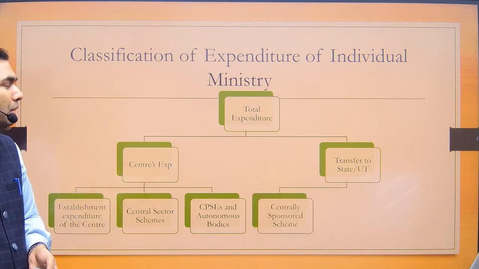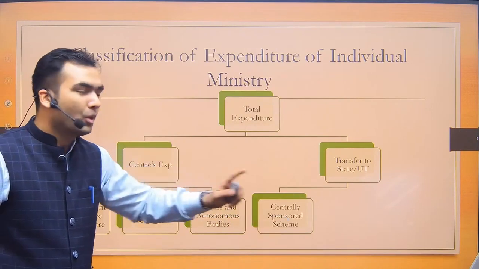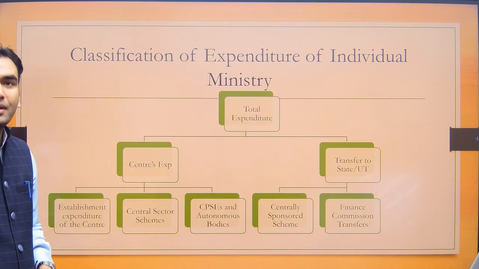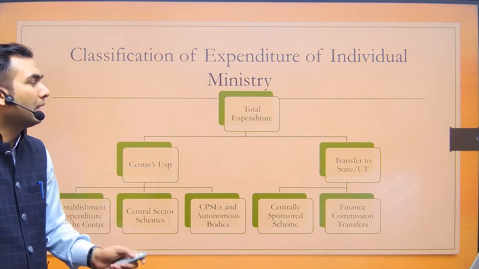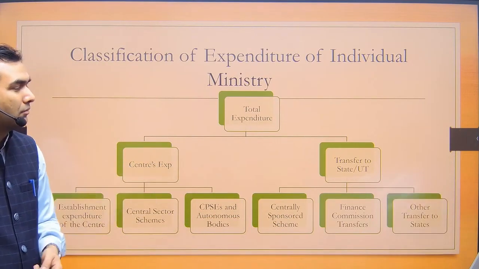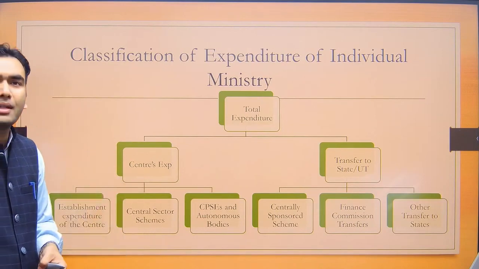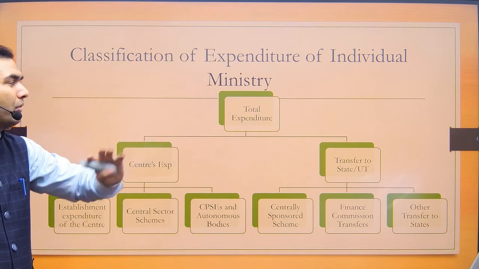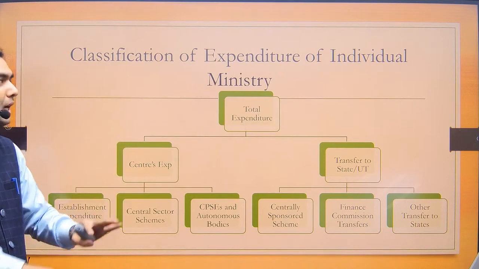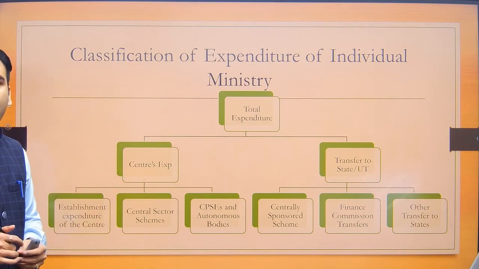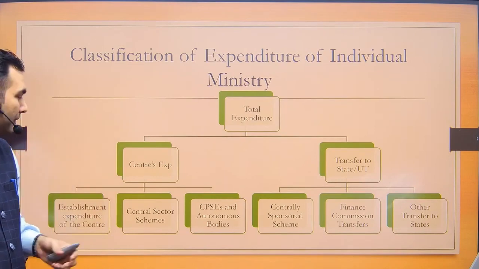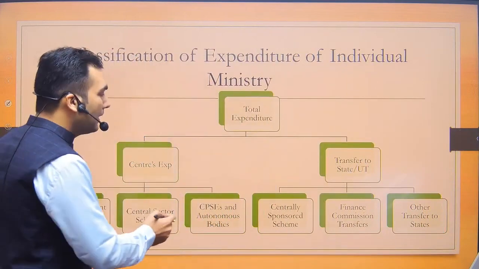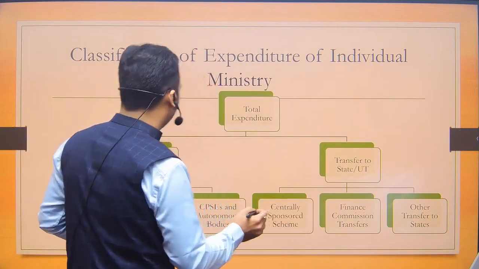Then there is transfer to a state or union territory. This could be through a centrally sponsored scheme, or through finance commission transfer, or some other kind of transfer, like some grants given to a state, or a special status. All such things come under transfer to a state or union territory. So this is how the whole budget is categorized. I did not get any answer from you people. Oh, MGNREGA is not a central sector scheme. MGNREGA is a centrally sponsored scheme.